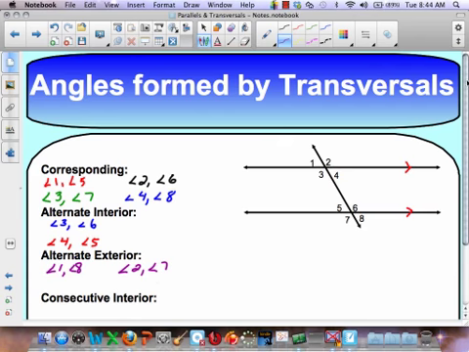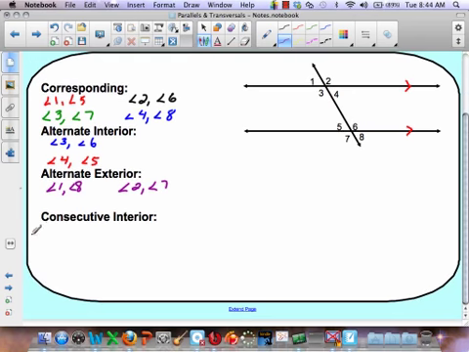Alright, and then we have consecutive interior, which is the same thing. Consecutive is the same thing as saying the same side. It kind of depends on the publisher of the textbook, but it's saying the same thing. So if you see consecutive interior, or you see same side interior, it means the same thing. So same side implies what? It's on the same side of the what? Transversal. Yeah, they're on the same side of the transversal. And interior means what? They're in between the parallels.